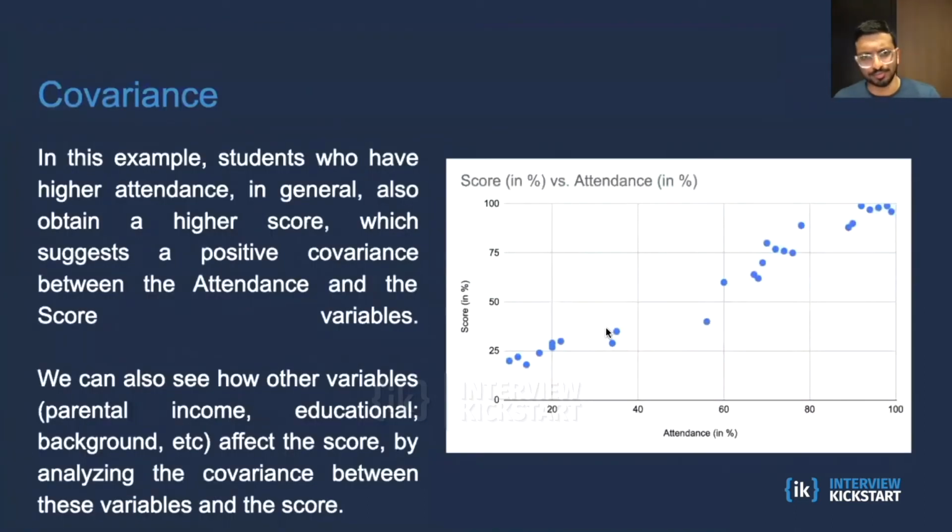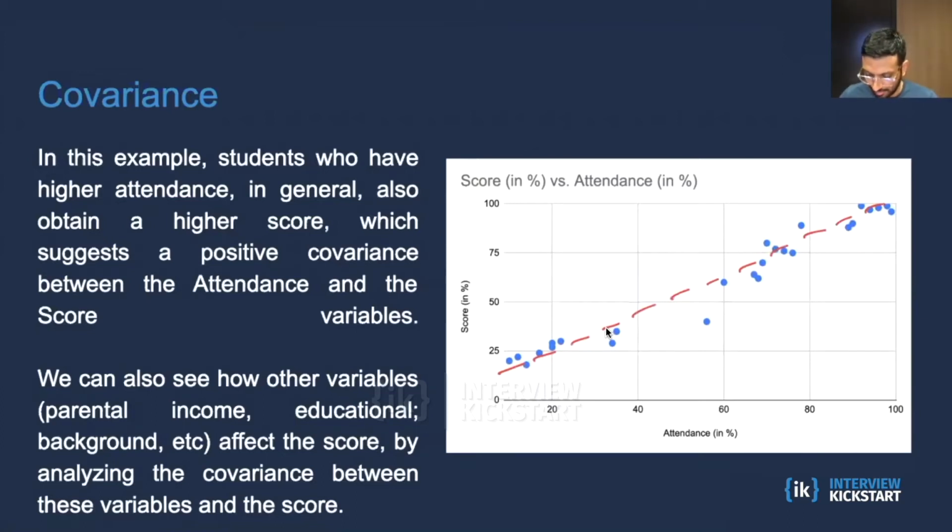This is an example of what covariance could look like. So we have over here on the x-axis the attendance of students in a particular class. And on the y-axis, we have the score that they obtain in a particular examination. And in general, over here, we see that for low values of attendance, we see lower final scores. And for high values of attendance, we see higher final scores. So basically that shows us that we have a relationship very similar to the positive case that we saw a couple slides ago.